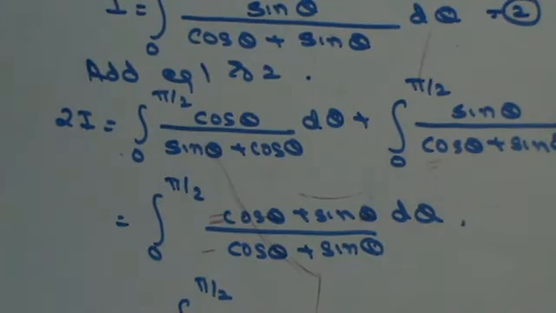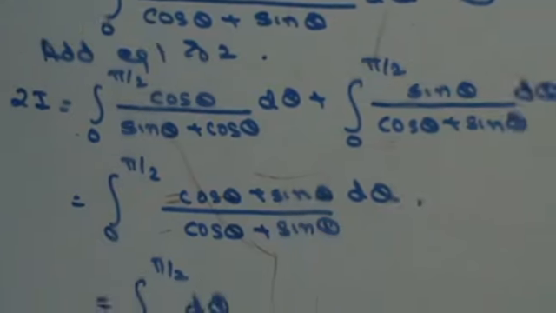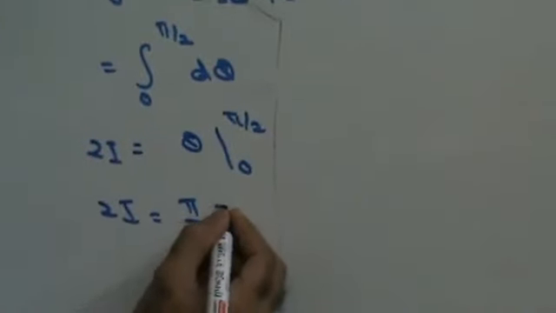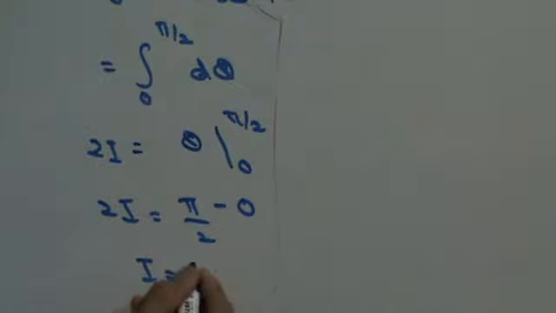This is going to be nothing but theta when the limits are between 0 to pi by 2. I can say 2I is equal to pi by 2 minus 0. I is equal to pi by 4. Fine. Next, take on next one please.